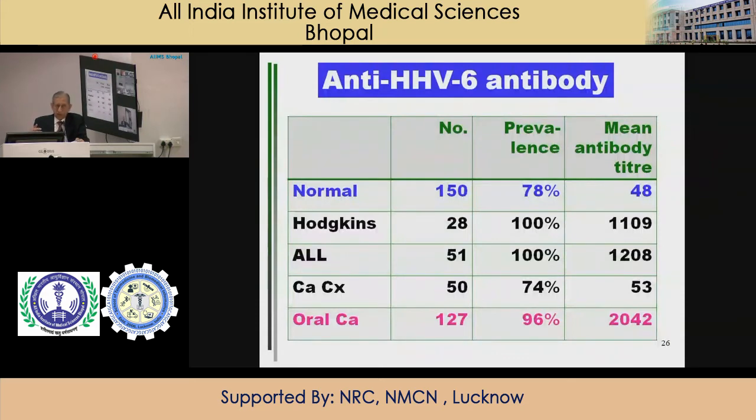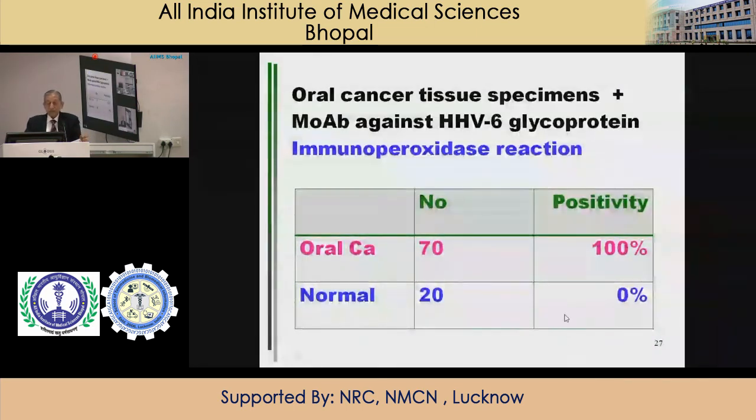We have done a lot of work on HHV6 internationally also, with some other foreign countries, and we have two or three publications on that. But we have not made much of HHV6. If you take oral cancer tissue specimens and add a monoclonal antibody against HHV6 glycoprotein, again oral cancer has 100% positivity, whereas normal is 0%. Therefore, there is also something related. HHV6 is also related there. So we have done that in oral cancer.